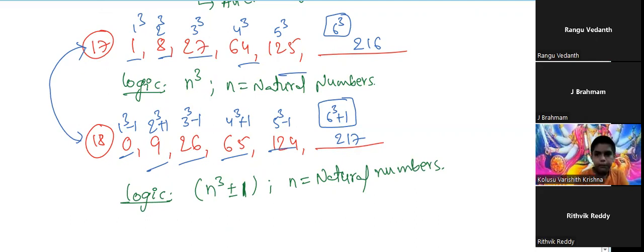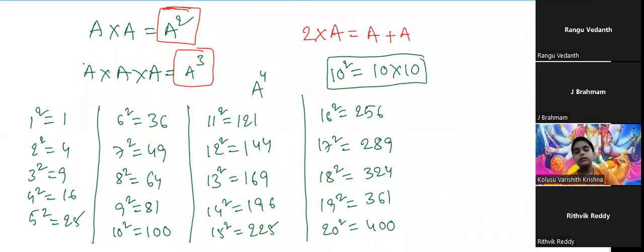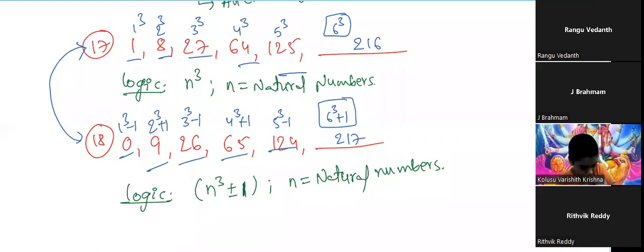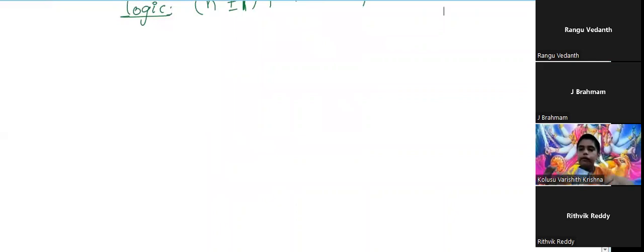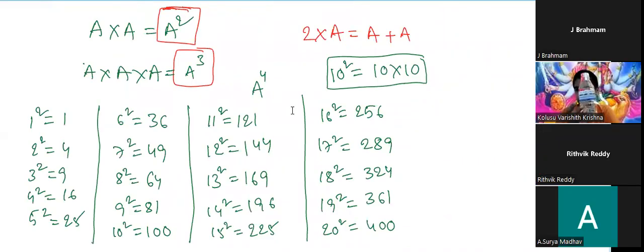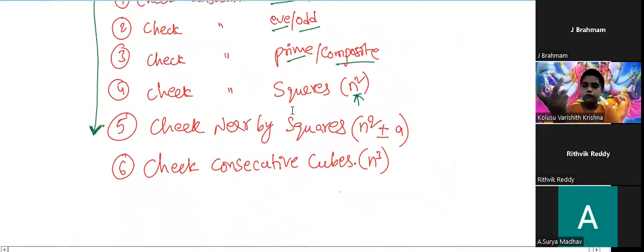Sir, what if we keep 1 to the power of 4? It's not like even cube or square, right, sir? It's just the power. Yes, 1 is raised to the power 4. We have to call it as raised to the power 4. That's all.